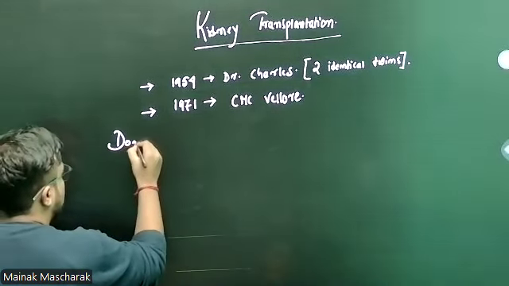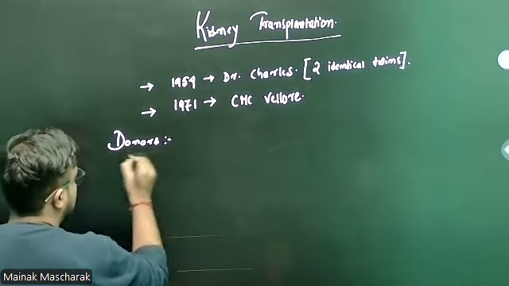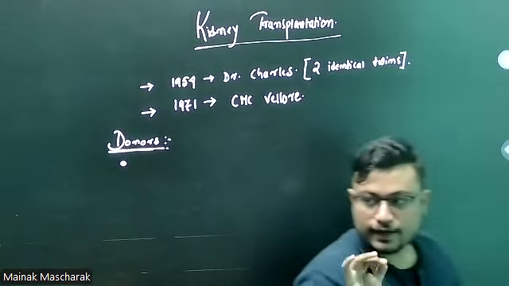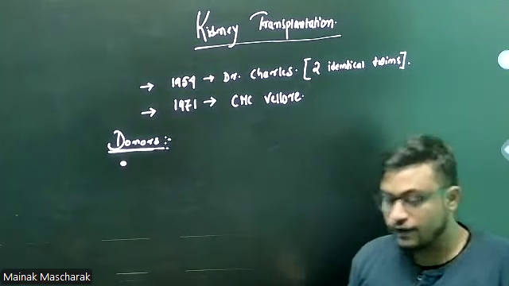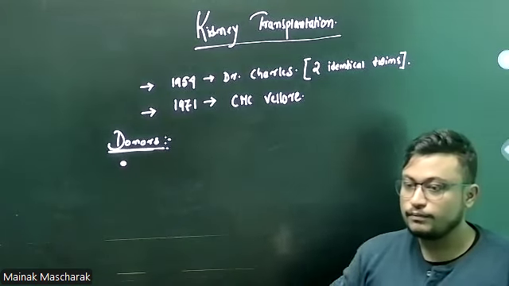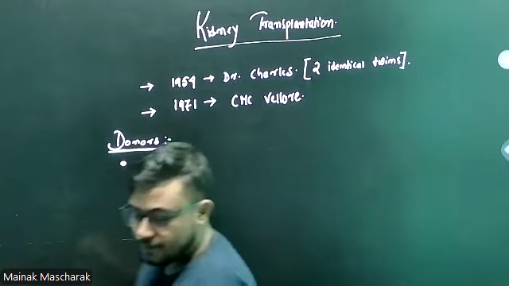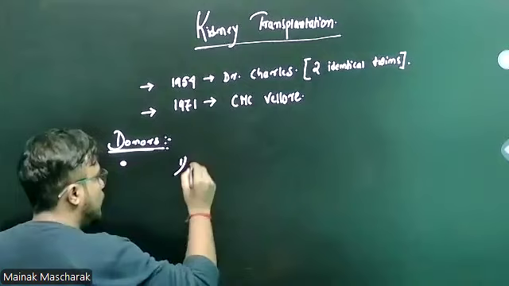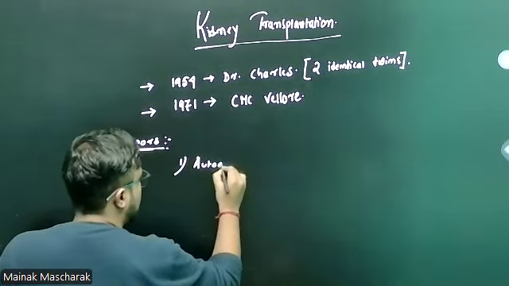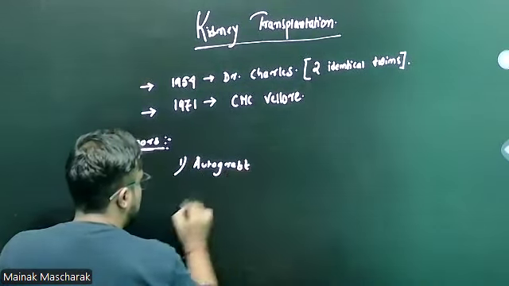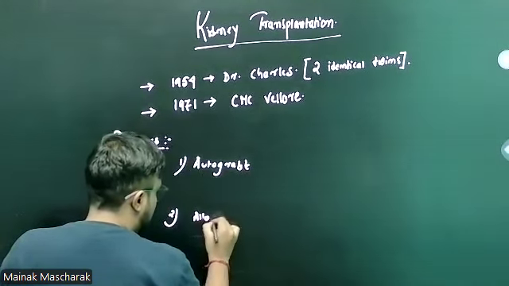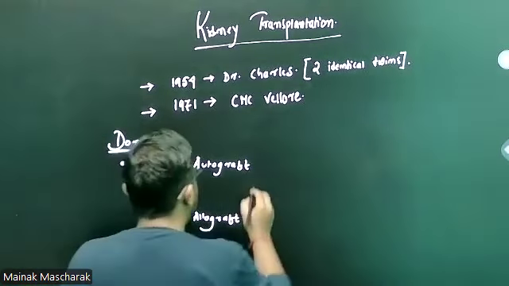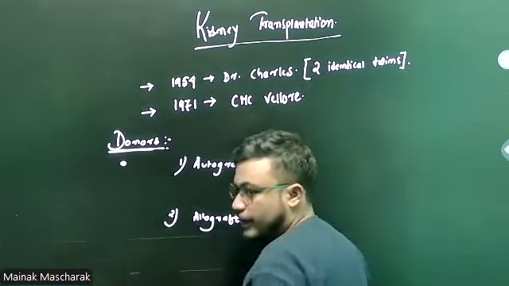First of all, in kidney transplantation, there are certain characteristics of the donor. What are the characteristics of the donor? Listen to this very carefully. First of all, there is autograft, and second, there is allograft. Now what do you mean by autograft and what do you mean by allograft?